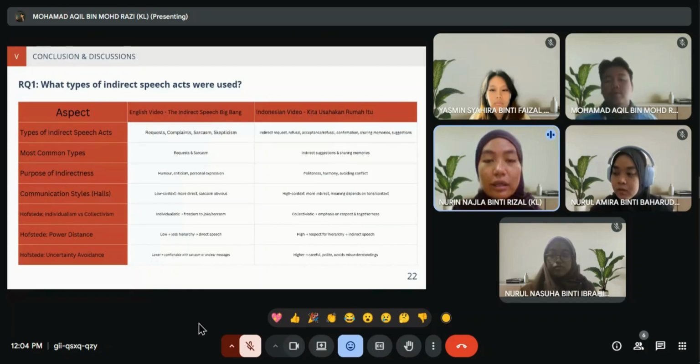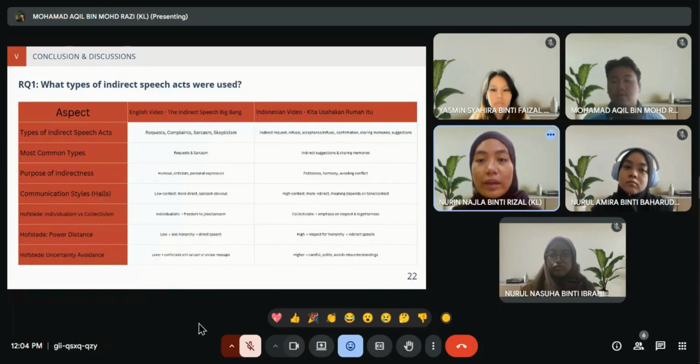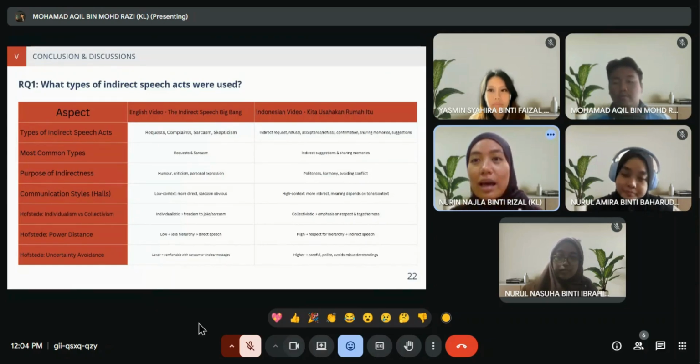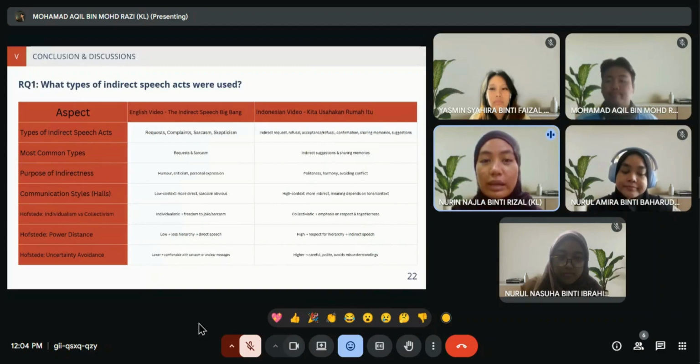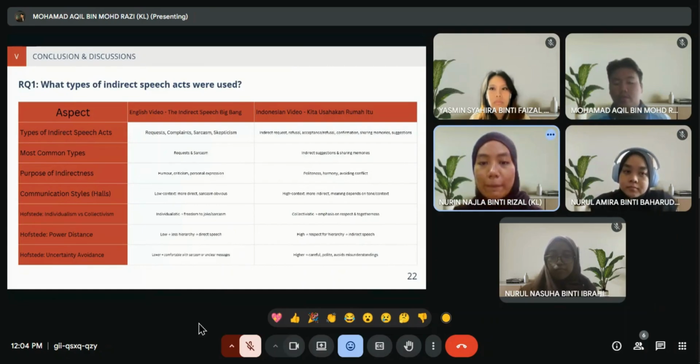People are more direct, but they can still be playful or sarcastic even when they are being indirect in their speech. While on the other hand, the Indonesian video, Kita Usahakan Rumah Itu, has 6 types of indirect speech acts, including indirect requests, refusals, suggestions, recommendations, confirmations, sharing memories, and acceptance or refusal. The most frequent are indirect suggestions and sharing memories. Here, indirectness is used to maintain politeness, strengthen relationships, and avoid conflict. This matches high context Asian communication where being indirect shows respect and keeps the harmony. While both videos use indirect speech acts, the purpose and style are very different. Next slide.